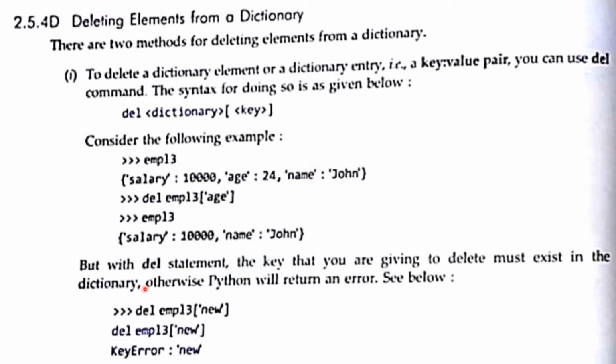But with the del statement, the key that you are giving to delete must exist in the dictionary, otherwise it will return an error. You can see here in the example there was no key named new, so it has given an error.